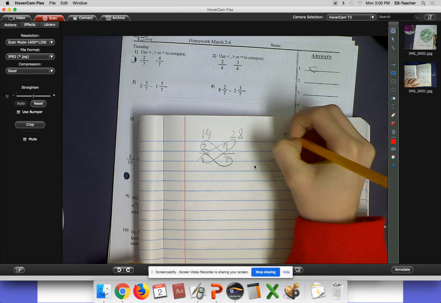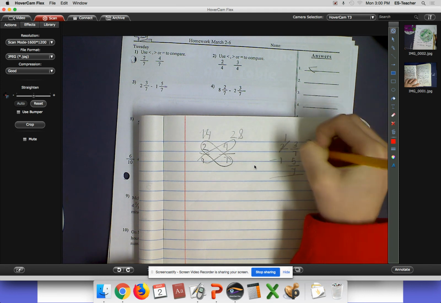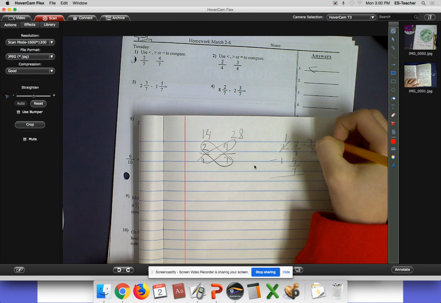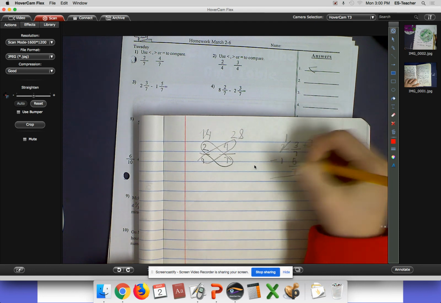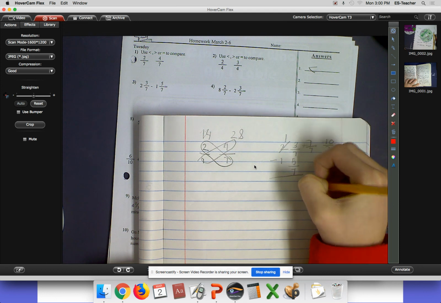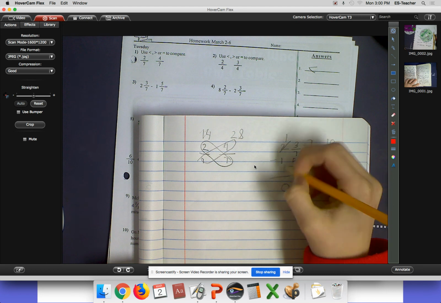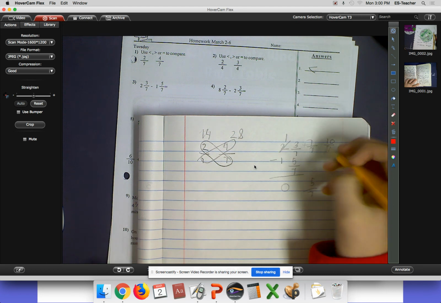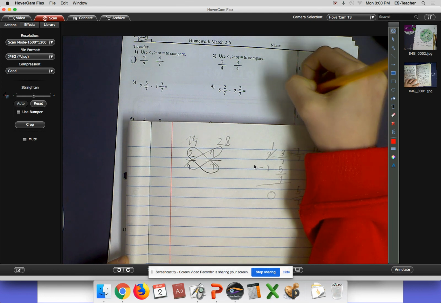Number 3, 2 and 3 sevenths, subtract 1 and 5 sevenths. First you take 1 from the 2, you make it 7 sevenths. Then you add those, you get 10 sevenths. Then you subtract this number and that number, and you get 5 sevenths. Then you have your 0, because that would be 0. Number 3 is 5 sevenths.